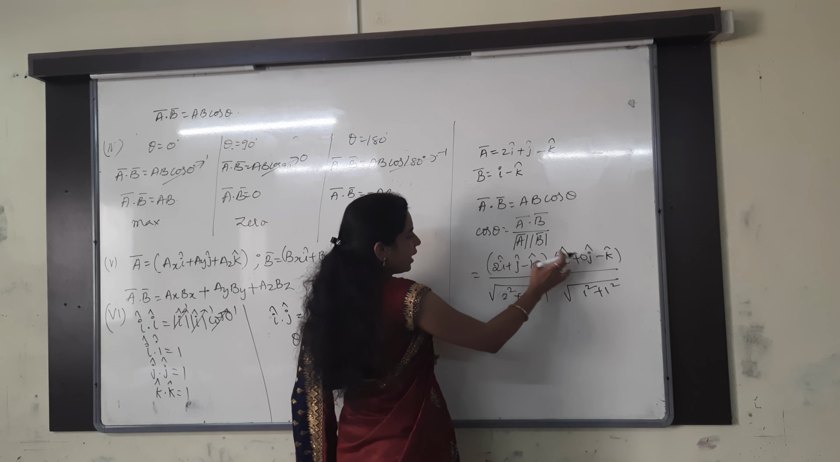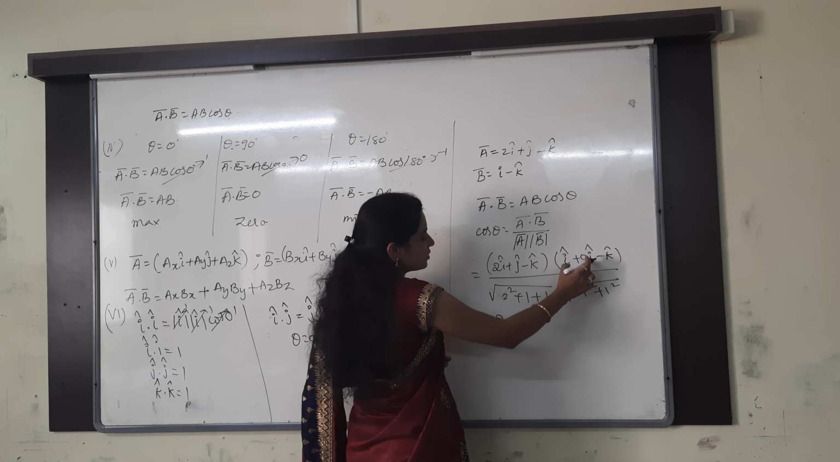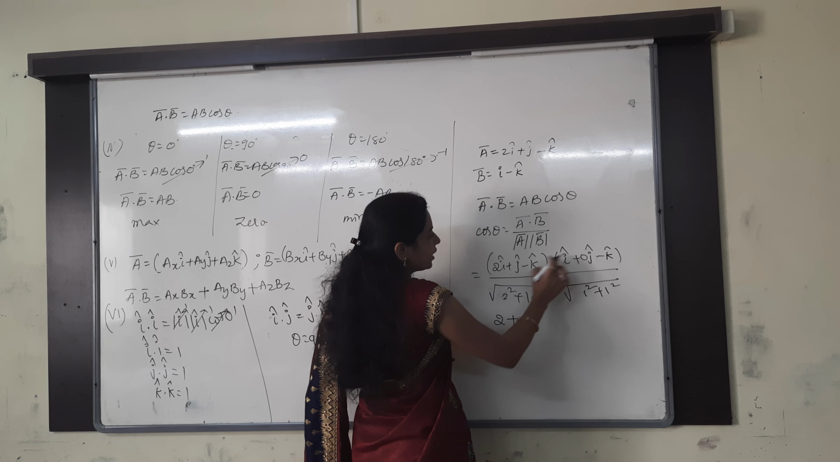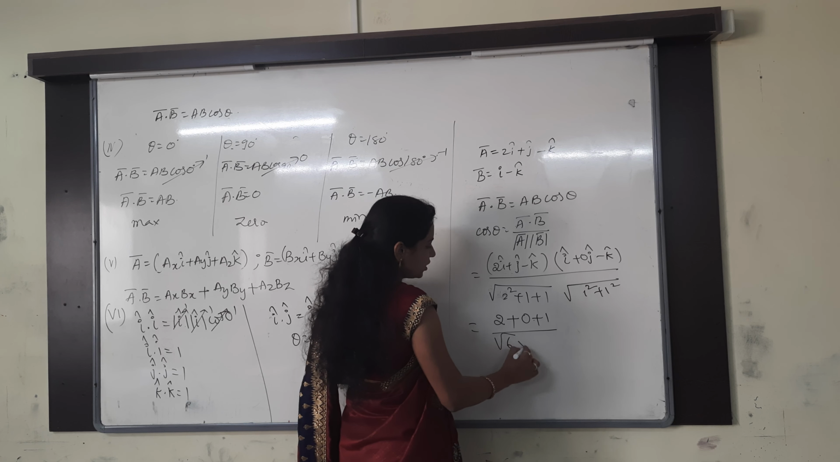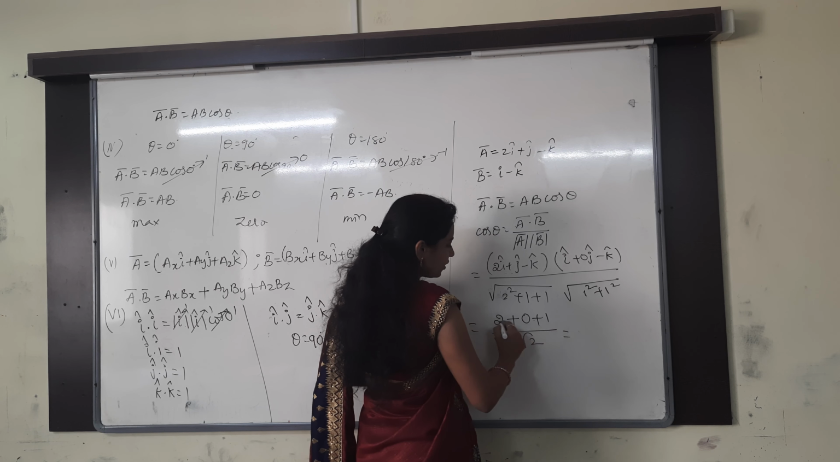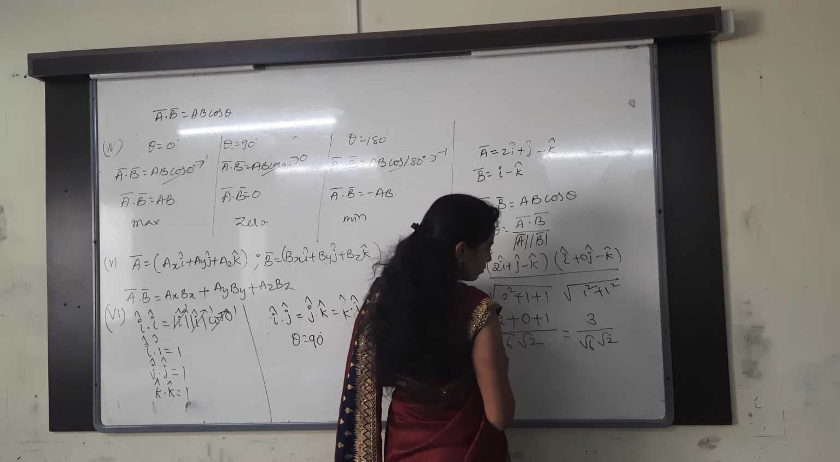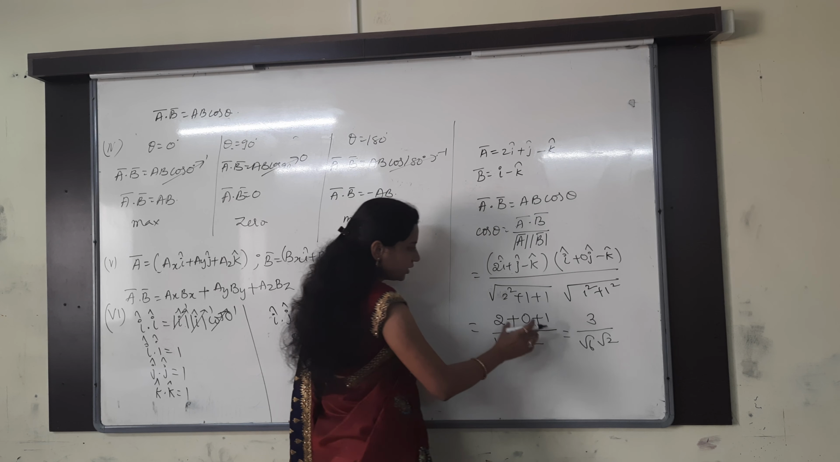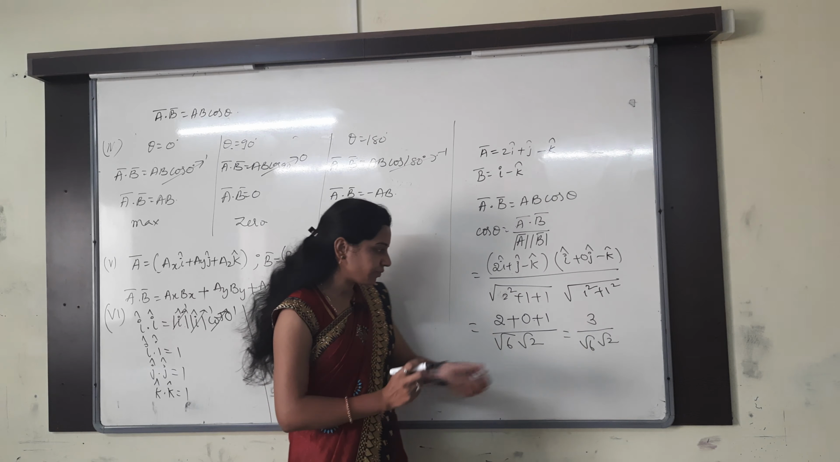Now multiply i with i. How much will you get? 2, plus j with j 0, and then k with k plus 1. That divided by root 6 and then root 2. This will be how much? 3 by root 6 and then root 2. So till here how many of you got the answer correctly? Yes, you got the answer only. Further you have to try that.